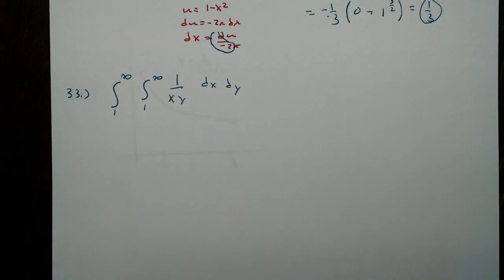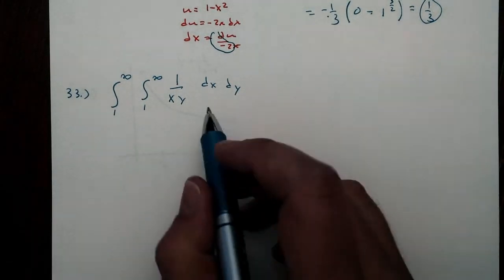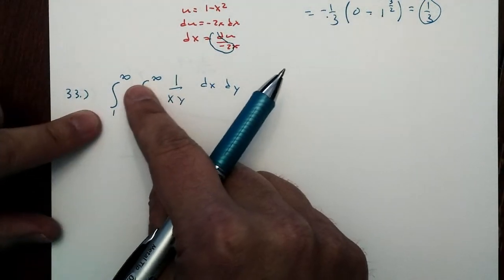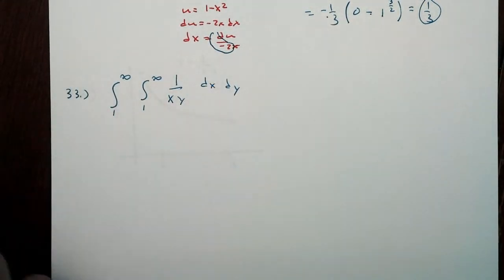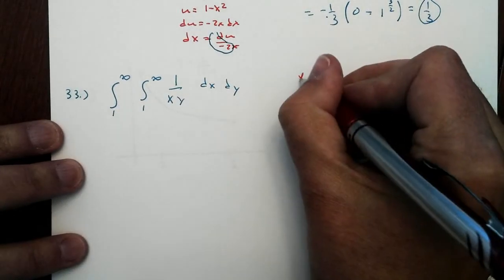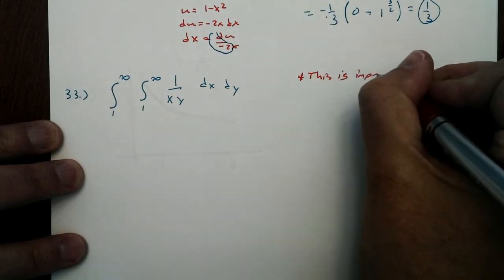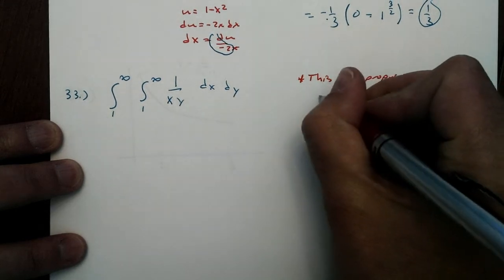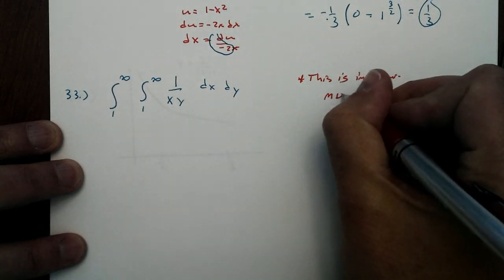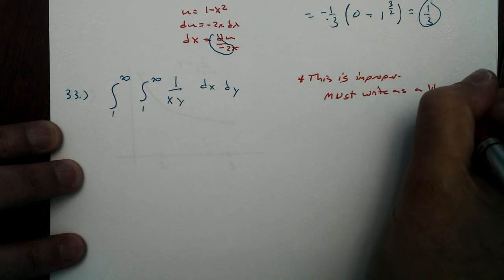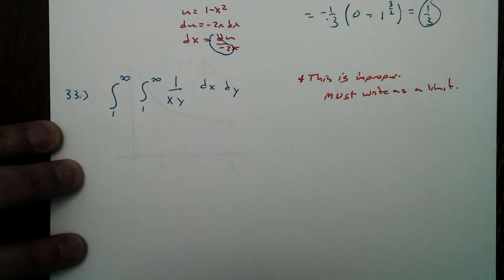Hey, welcome back. So we're going to take a look at a couple more examples of double integrals. But in this example, we're going to take a look at what happens if we are taking a limit to infinity. Now, the first thing to remember, this is improper. So if it's an improper integral, it means we must write it as a limit. So let's take a look and see if we can remember how to do this.